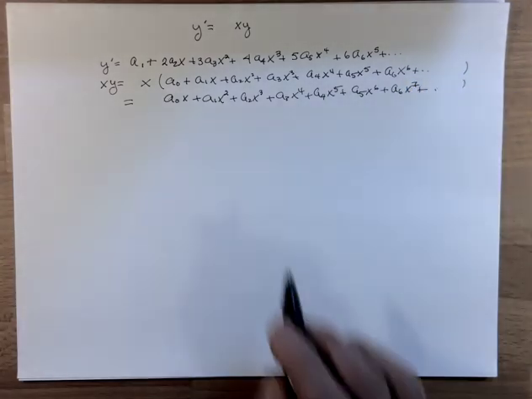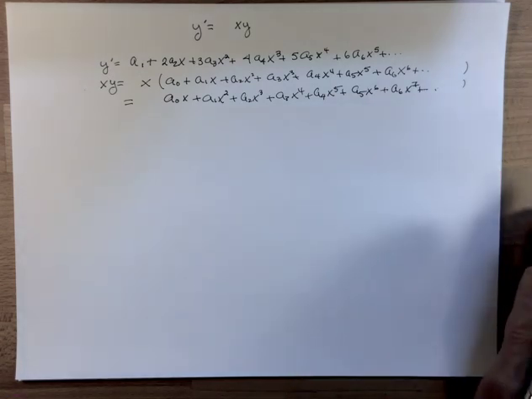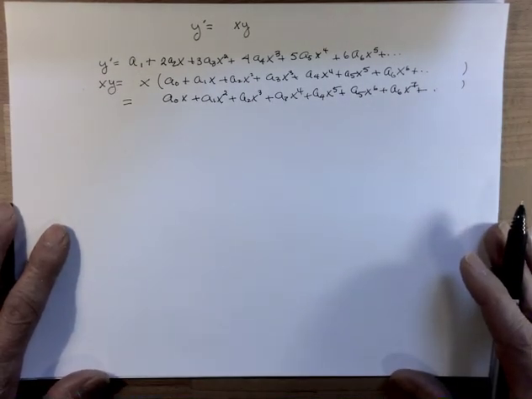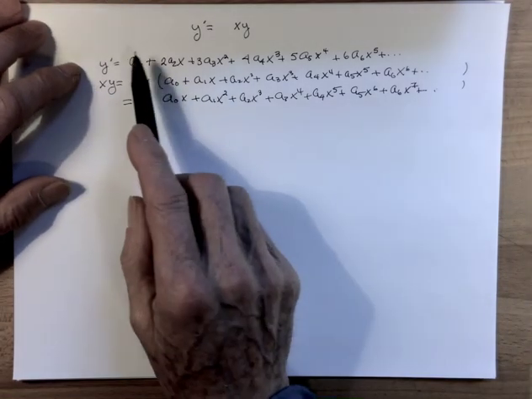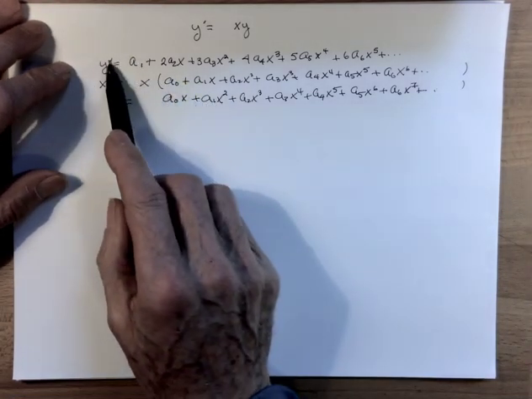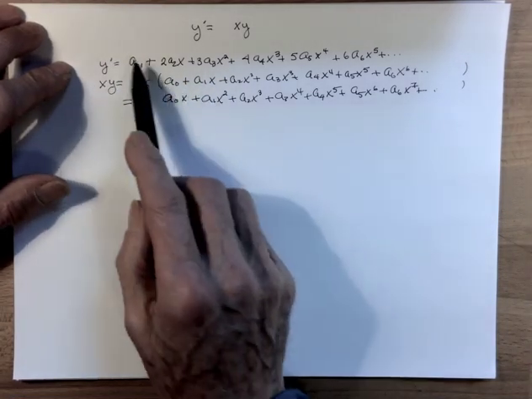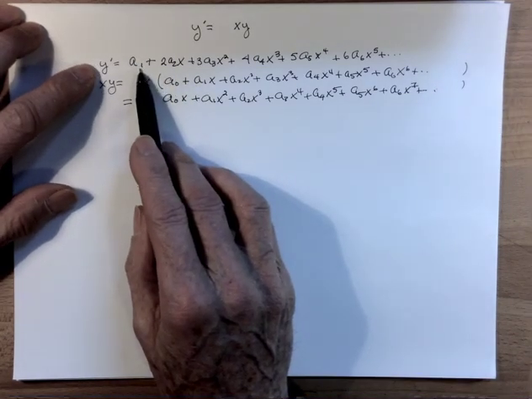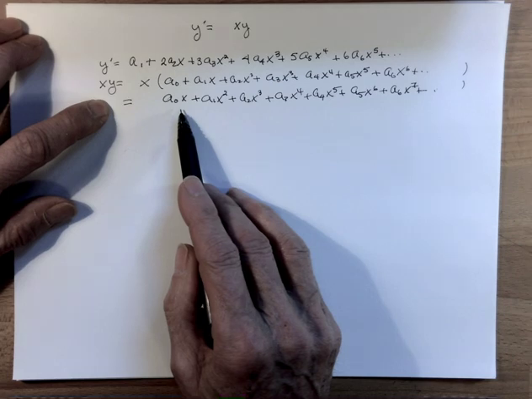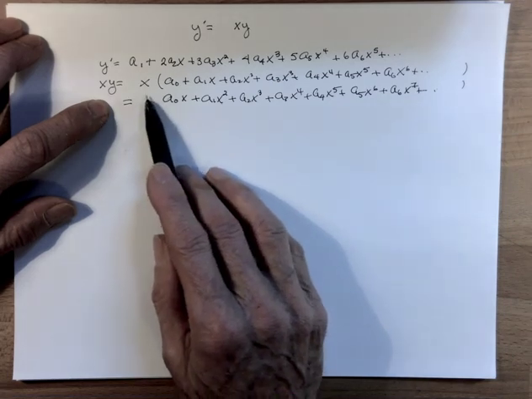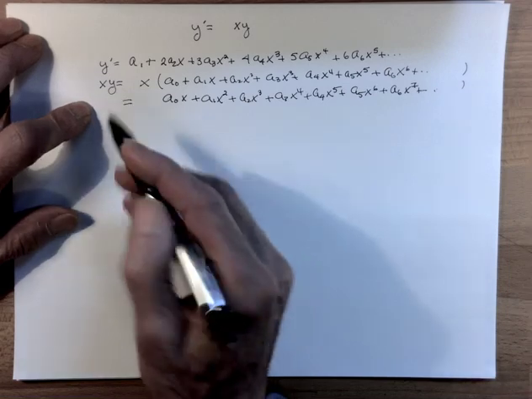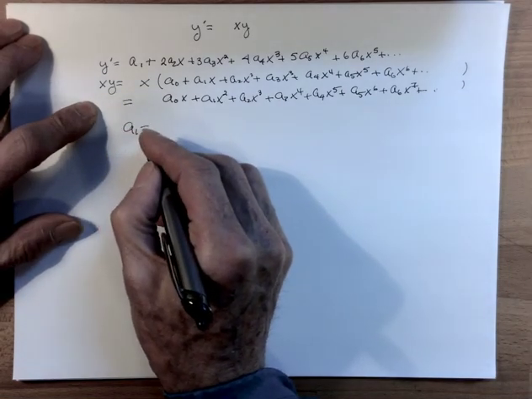And the reason I made this long is because it's not going to be obvious what the pattern is unless we examine a number of terms. Now we can see and set these two expressions equal. We're going to set this expression equal to this expression, and we'll look at all the powers. Now if you look at the y prime, it has a constant term, but the xy doesn't have any constant term. There's a 0 here times x to the 0. So we notice right away that a1 equals 0.